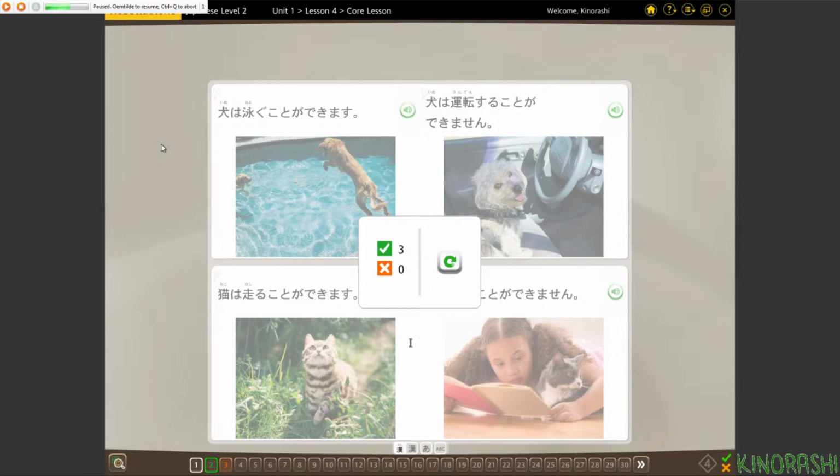So hiragana o kaku koto ga dekimasu. I can write hiragana. Kaku, I think that comes from kaite, the te form that we're used to seeing for writing. But I guess in this instance it needs to be in this form.